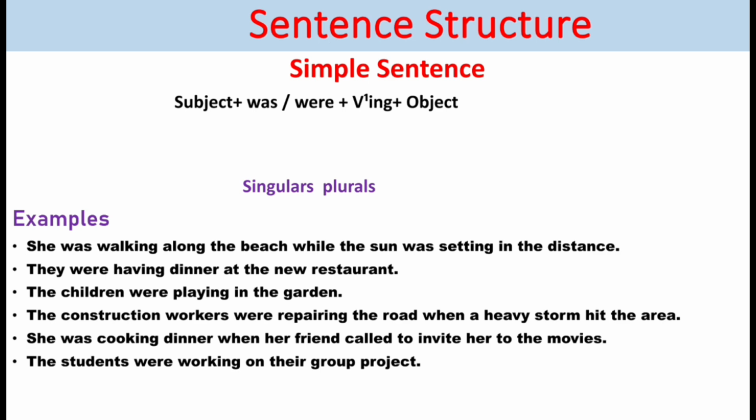By examining these examples, we see that was is used with singular nouns and were is used with plurals. Look at the first example. She is a singular noun, so we use was. In the second example, they is the plural noun, so were is used with they. Children is a plural noun, so were is used.